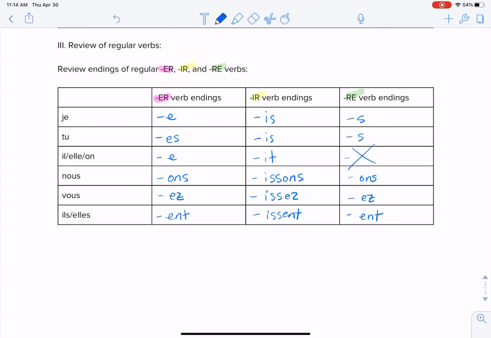So now you have it. Those are our 3 categories of regular verbs in French. When you encounter these regular verbs, you should now know how to conjugate them without memorizing anything other than these endings. That's the beauty of regular verbs. If you know the pattern, you can conjugate them very easily.